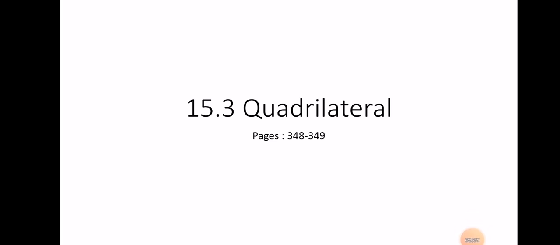Good morning. Today we're still completing the geometry chapter number 15. We have today the third lesson, which is quadrilateral, pages 348 and 349.